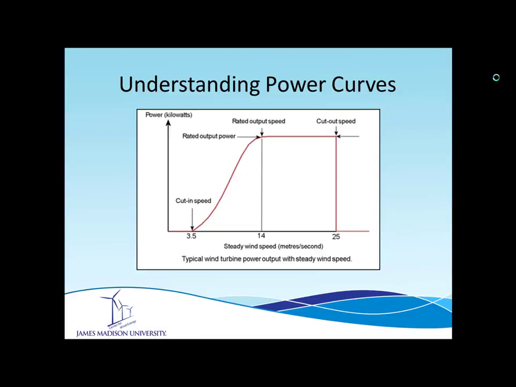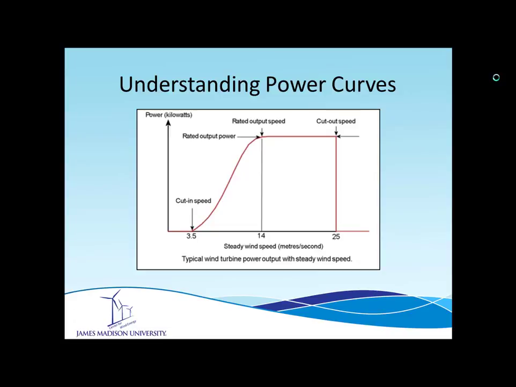And then at the very other end of the graph, you can see at 25 meters per second, that turbine stops generating electricity, and that's what we call the cut-out speed. That's at the point where the generator could be damaged if it's operating at such a high wind speed. And then in the middle, we have what we call the rated output speed. And so if you were looking at a turbine that generates 2.4 kilowatts, that is the speed at which you reach 2.4 kilowatts and can sustain that. And here it's 14 meters per second.